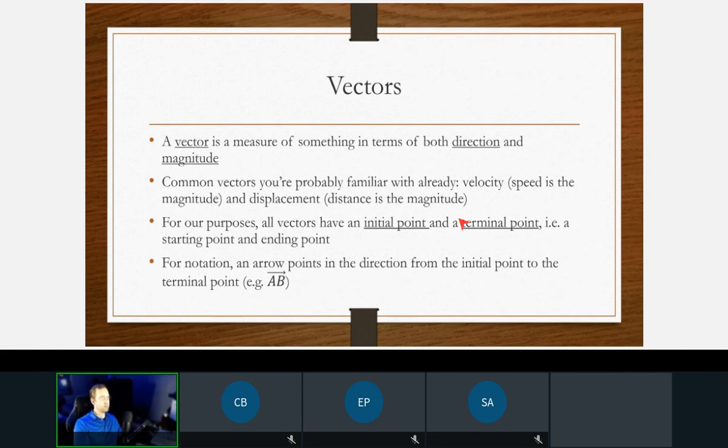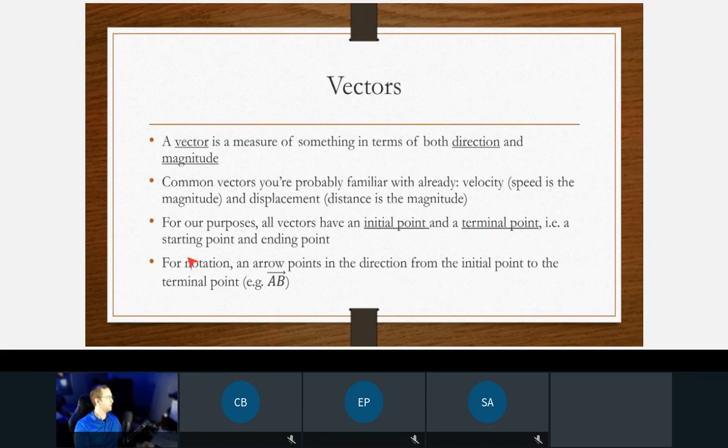All right, so a common vector you're probably familiar with already is velocity. I feel like we did this already, talking about velocity. So speed is the magnitude, and the displacement is the magnitude. Distance is the magnitude. I think we talked about velocity versus speed, maybe last unit. So there is a difference, and if you take physics, you will learn the difference between velocity and speed. I won't get into it though.